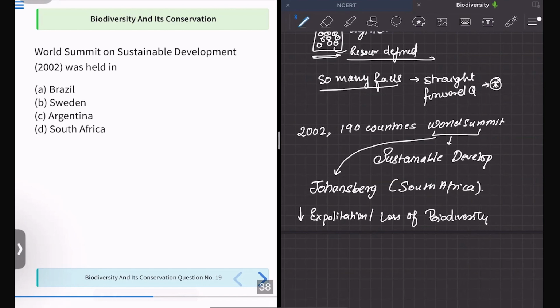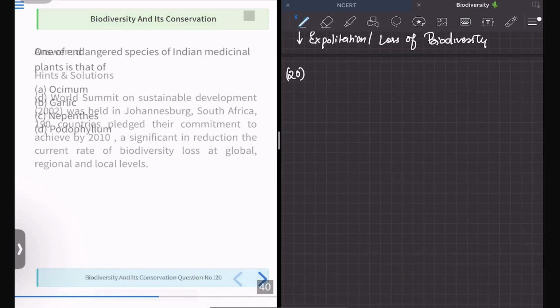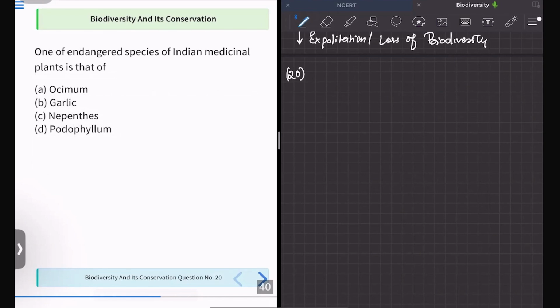Now there are going to be many such questions that are fact based, and there is actually no concept as such in these questions. But since these are important in day to day life as well as practical questions, there are chances that such questions might appear. Okay. So let us move to our next question, number 20, and figure out what it is trying to ask. In question number 20, they're asking: one of the endangered species of Indian medicinal plant is that of?